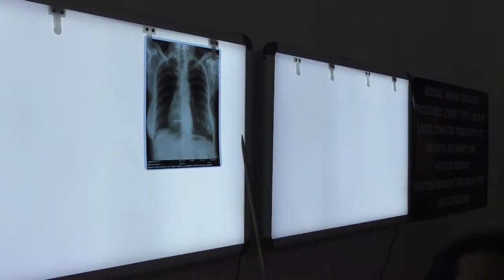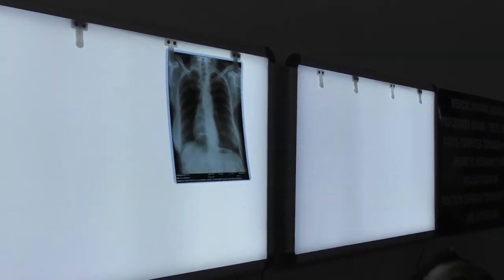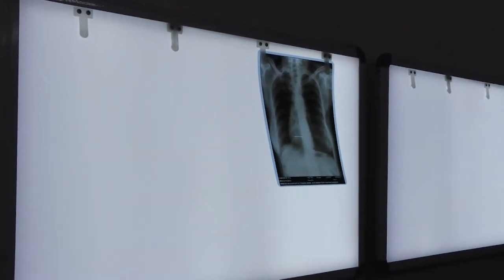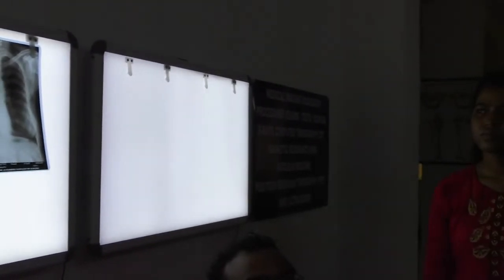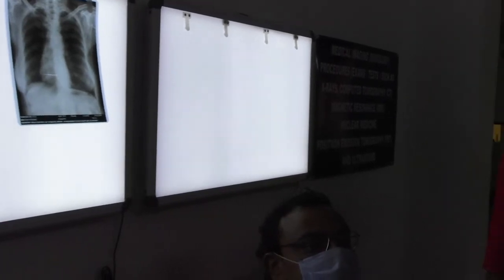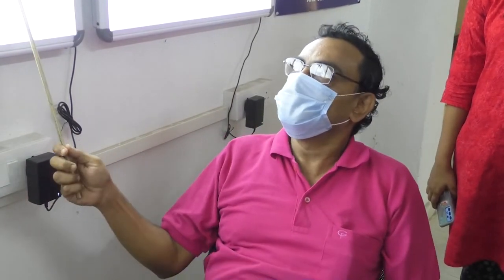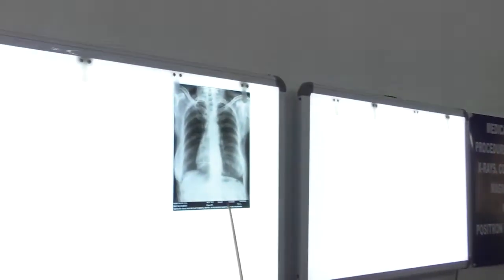In radiology, what we do is take the photograph of the body. Radiology is nothing but the science of imaging techniques. Now, we use X-ray to make the radiograph.